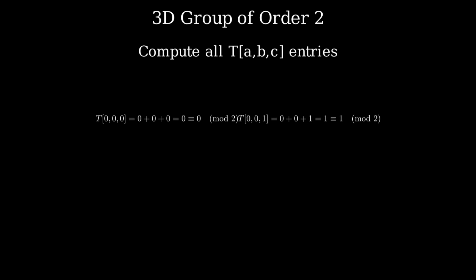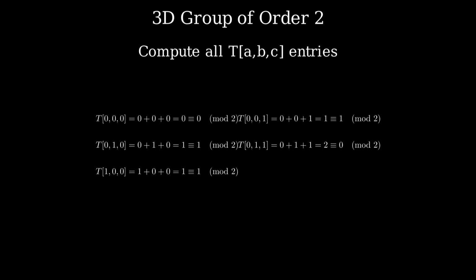T of 0, 0, 1 equals 0 plus 0 plus 1 equals 1, which is 1 mod 2. T of 0, 1, 0 equals 0 plus 1 plus 0 equals 1, which is 1 mod 2. T of 0, 1, 1 equals 0 plus 1 plus 1 equals 2, which is 0 mod 2. T of 1, 0, 0 equals 1 plus 0 plus 0 equals 1, which is 1 mod 2.